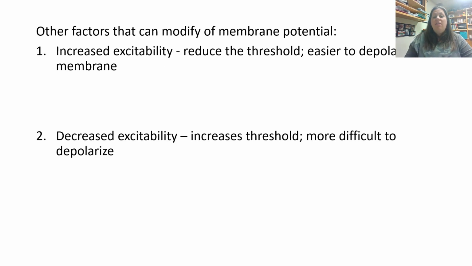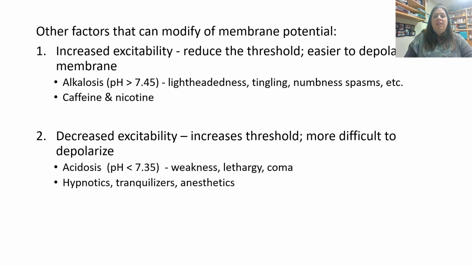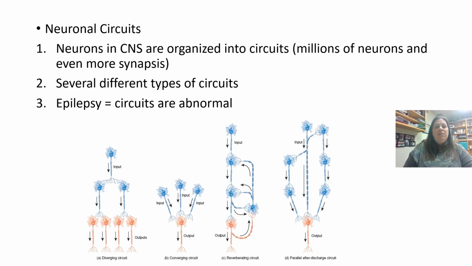Other factors that can modify the membrane potential is the increased excitability, reducing the threshold. It makes it easier to depolarize it. And we see that alkalosis can do this. It causes the patient to be lightheaded, with tingling or numbness and spasms taking place. But also caffeine and nicotine can cause your nerves to be more excitable. Decreased excitability is going to increase the threshold and makes it harder to depolarize. This is seen in acidosis. It causes the patient to be weak, lethargic, and even go into a coma. But we see hypnotics, tranquilizers, and anesthetics are used to decrease the excitability so that these neurons do not send their signals.